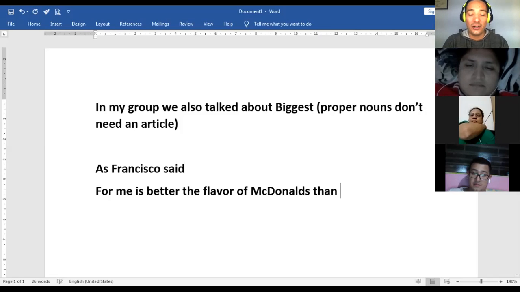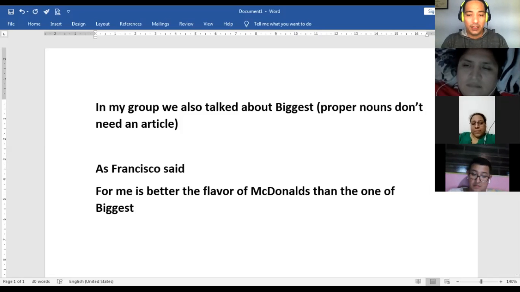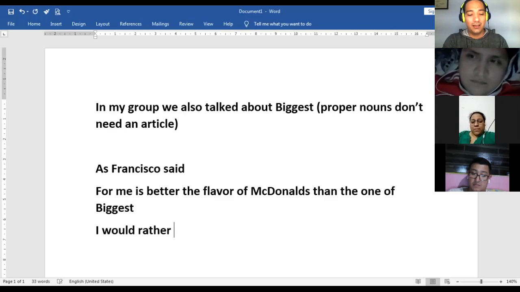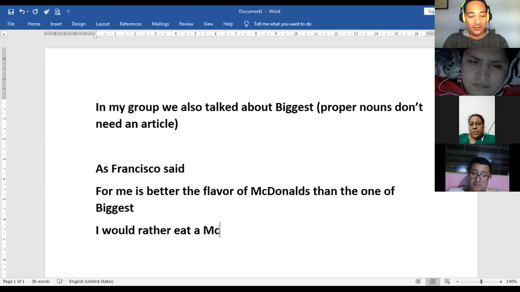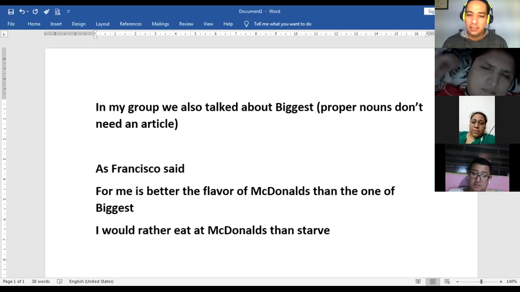Then, remember comparatives and superlatives, right? So this is a comparison. For me, it's better the flavor of McDonald's than the one of Biggest. Today, we're gonna learn how to use this. And you will learn to say, I would rather eat at McDonald's than starve. Okay, I think that's the right spelling. Yeah, I would rather eat at McDonald's than starve.